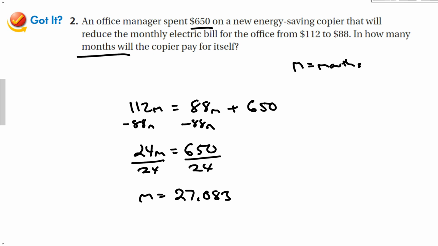So it will take a little bit longer than 27 months for this copier to pay for itself. Now usually you only pay bills once a month, so that means it's going to take 28 months. The next time we pay our bill, this copier will have paid for itself. It will have saved $650. Okay?